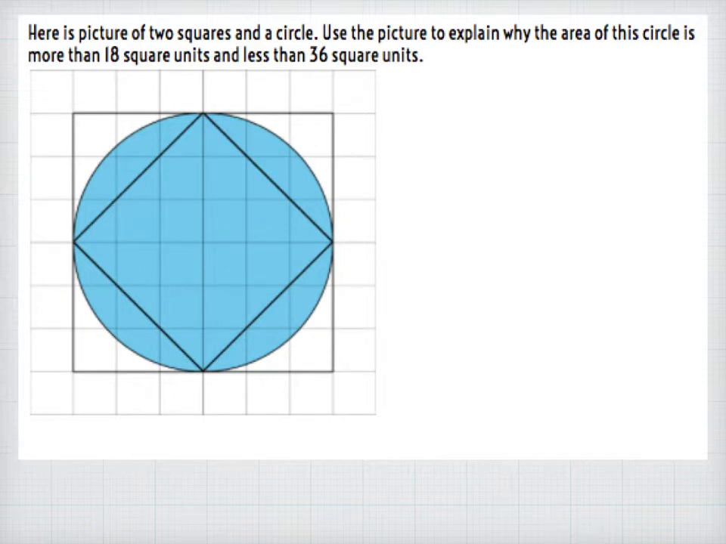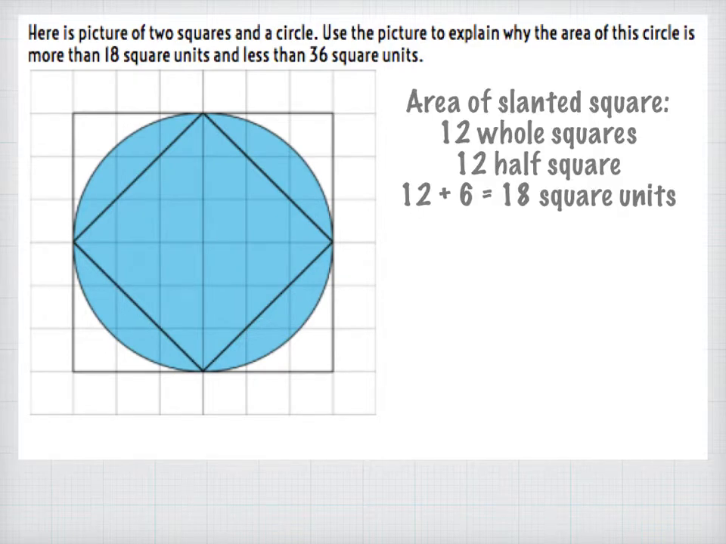We can use the area of those 2 squares to help talk about the area of the circle. If I begin with the slanted square, I want to look at how many square units are inside that slanted square. I notice that there are 12 whole squares inside of it, and then that there are also 12 half squares. We have what look like triangles as the slanted square cut across some square units. So 12 half squares would be 6 whole squares if you put them together. They combine to make 6. If I do 12 plus 6, I'm going to have 18 square units inside of that slanted square.